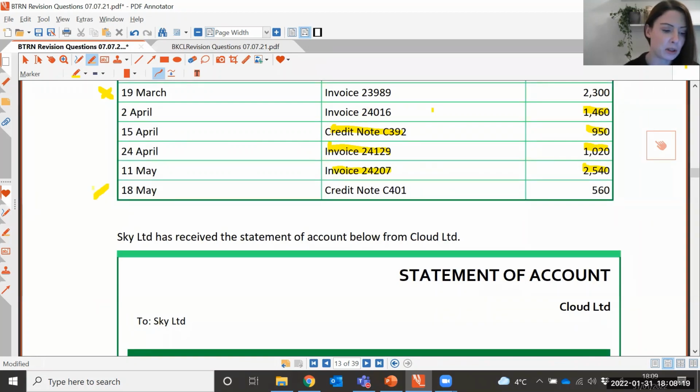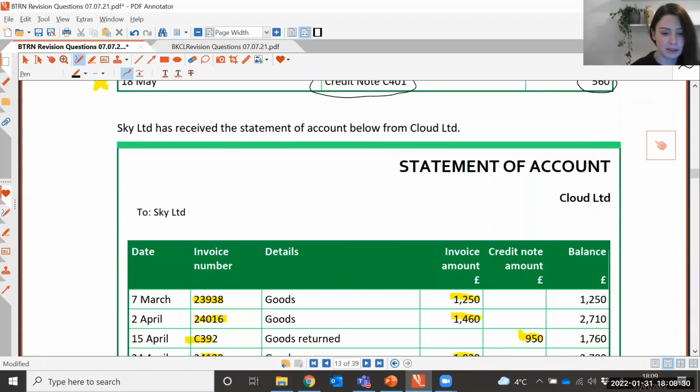So the last one, however, it wasn't shown on the statement of account. So credit note C401 for £560.